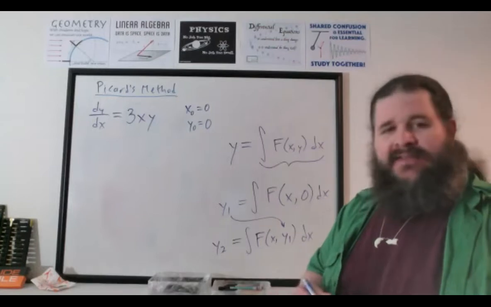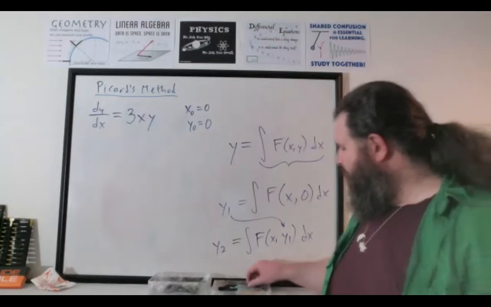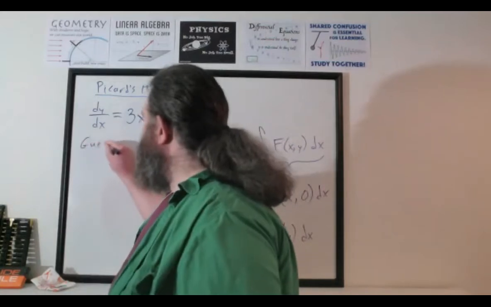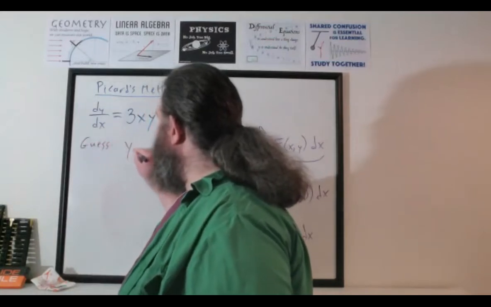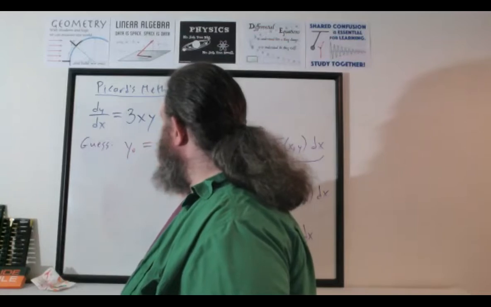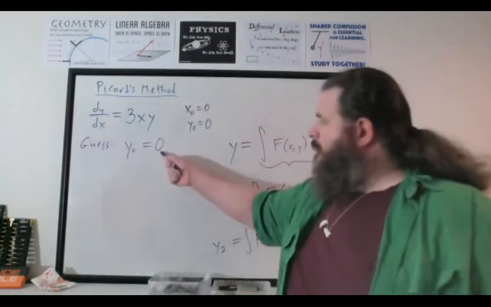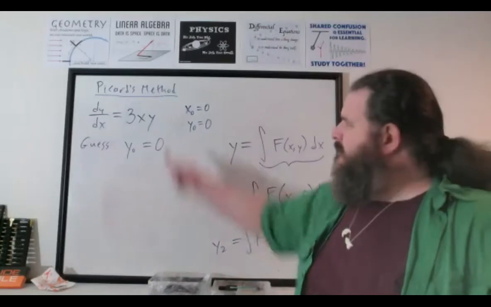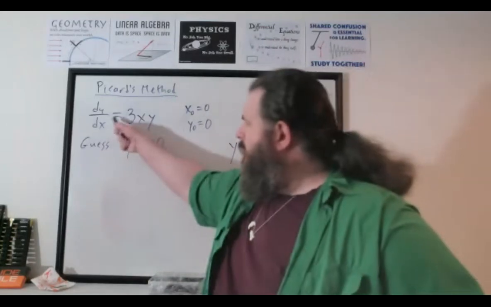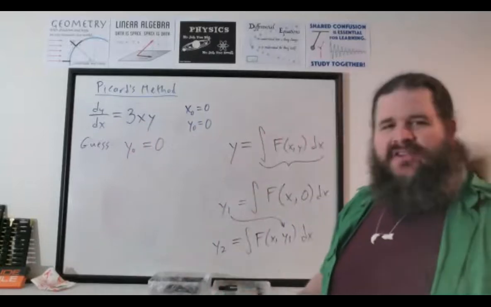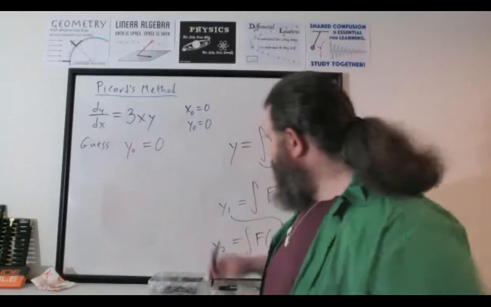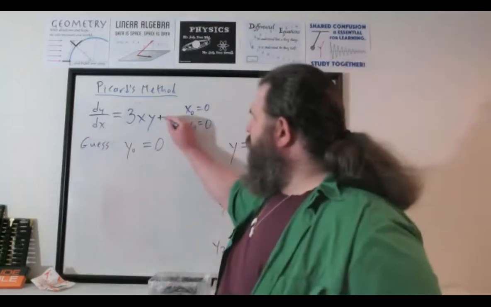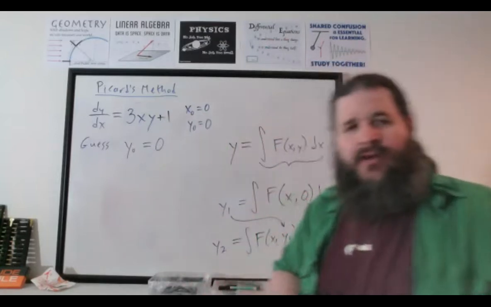Again, we're going to start by guessing that y equals 0, and let's call that y sub 0 of x. Of course, if you plug in 0, wait, does that work? That's a solution, isn't it? The derivative of 0 is 0, and 0 equals 3x times 0. So this is not actually a good example. Let's say we're using the example 3xy plus 1. That way 0 is not really a solution.